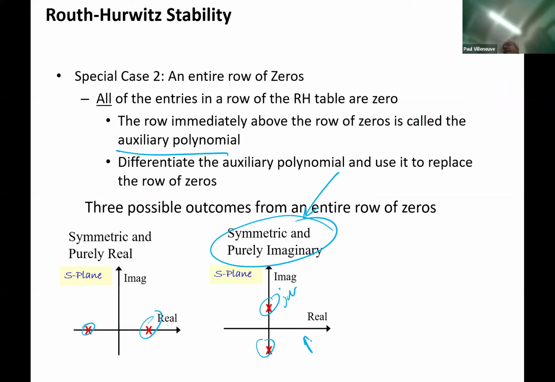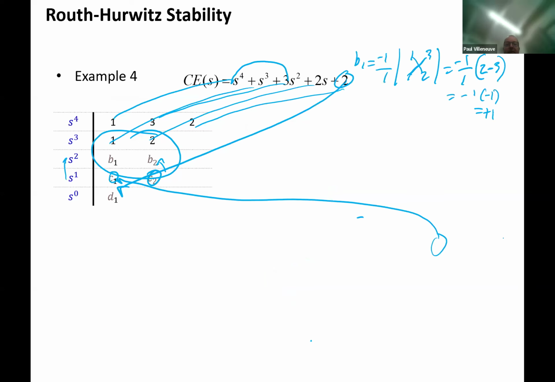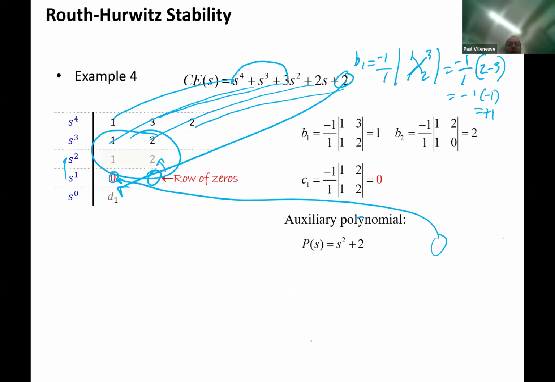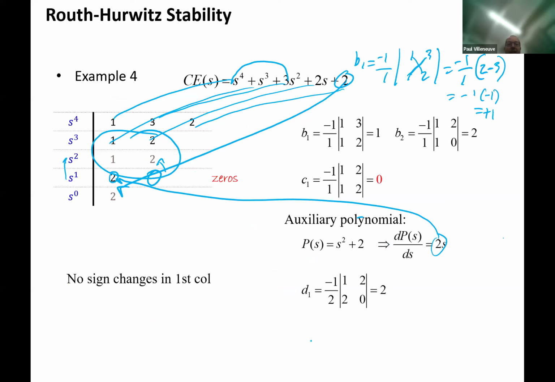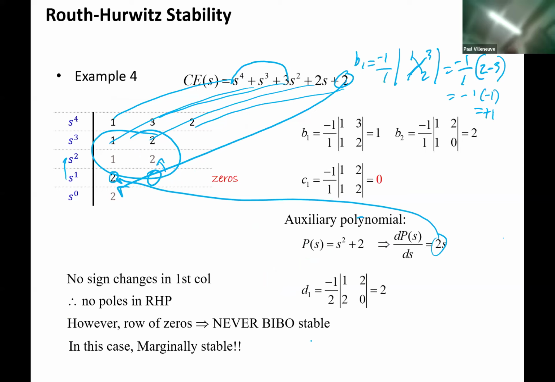Marginally stable system, right? This is marginally stable. So when I run through my work, no sign changes, no poles in the right-hand half plane, but I do have a row of zeros, which determines it is marginally stable. And if I take the auxiliary polynomial, s squared plus 2, and set that equal to 0, s equals plus or minus j square root of 2, right? Those are the roots of the auxiliary polynomial.